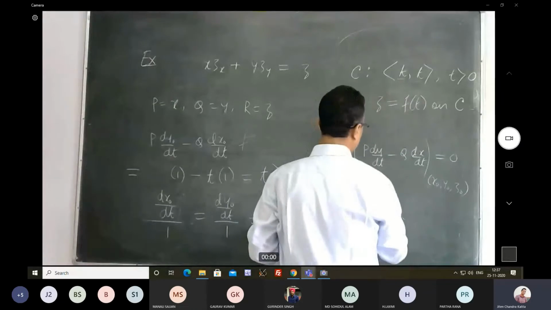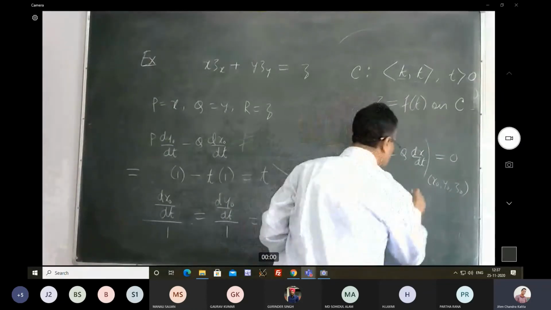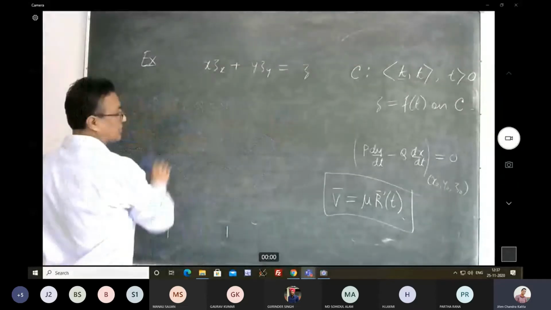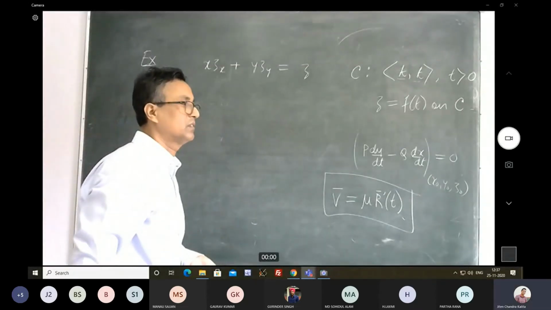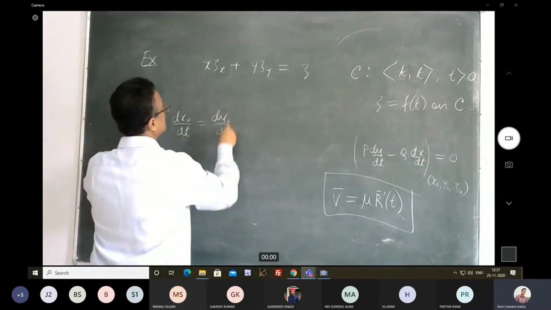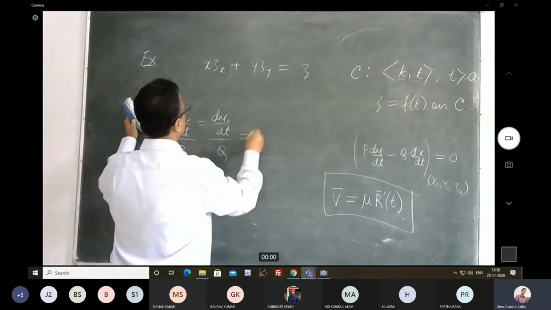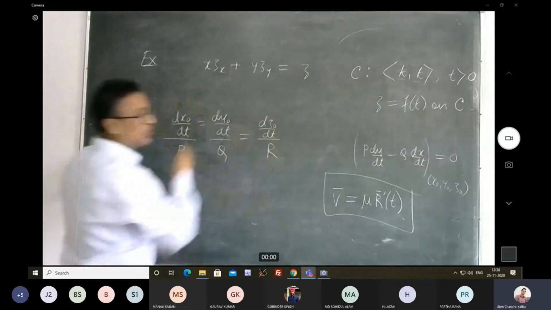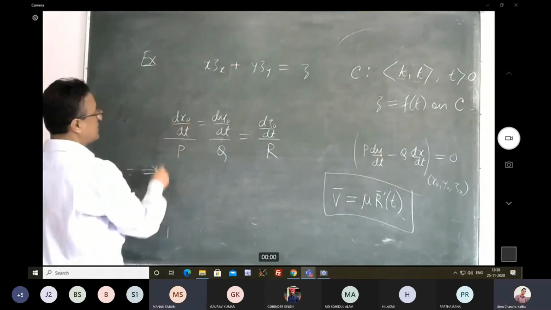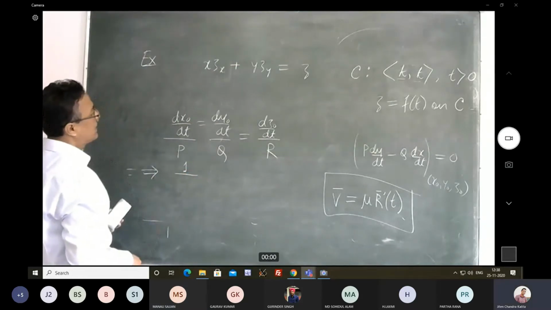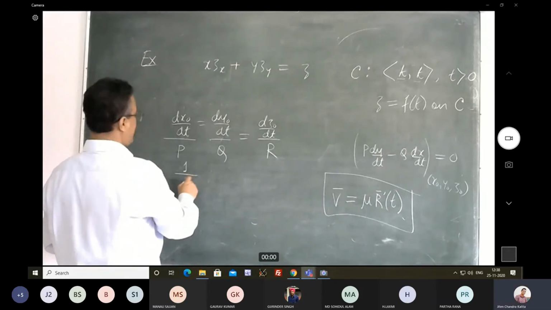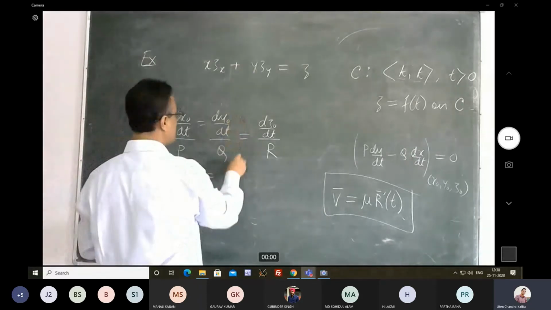B is something like mu r prime t. Can you check that? See, basically then what is going to happen? Say dx naught dt equal to dy naught dt. I'm going to have this, isn't it? Fine. And dx naught dt is simply equal to 1. And P is what? P is x, say x is t. So dy naught dt is again equal to 1.